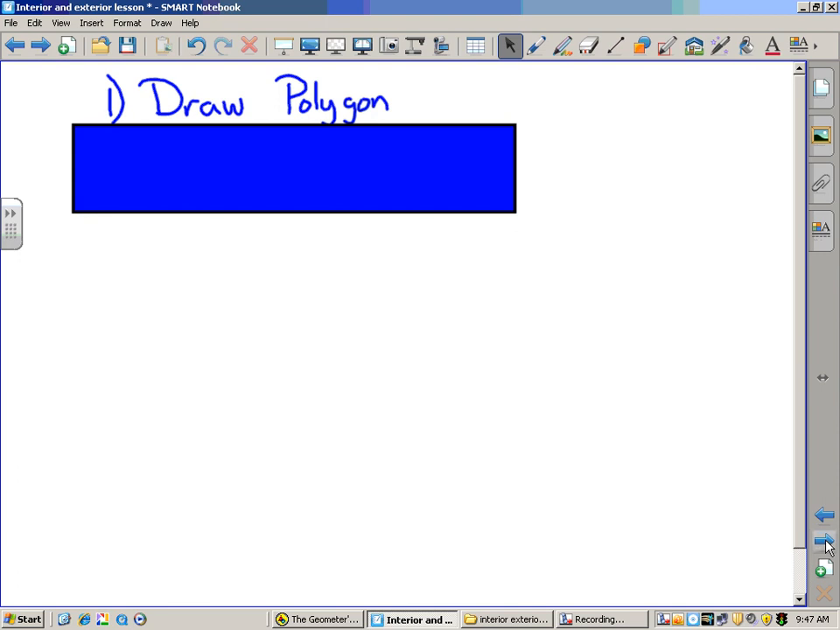Because what we have to learn how to do is find the sum of exterior angles, but I don't think some of you even know what an exterior angle really is. Can you draw one in, or just tell me where it is? Draw an exterior angle in.